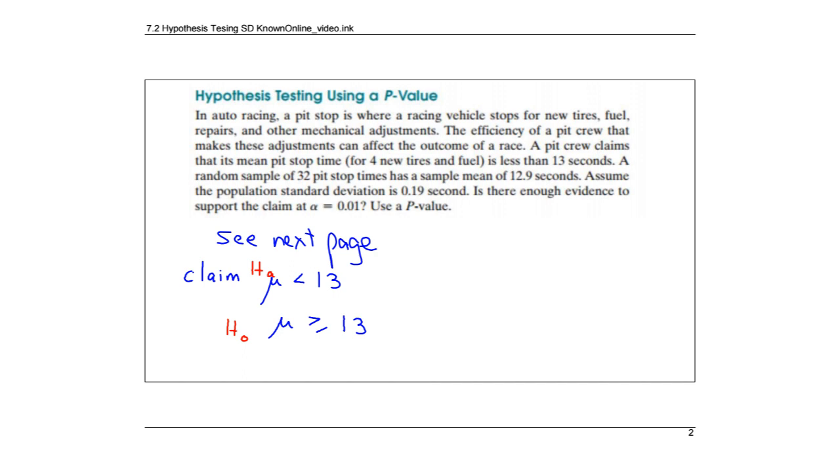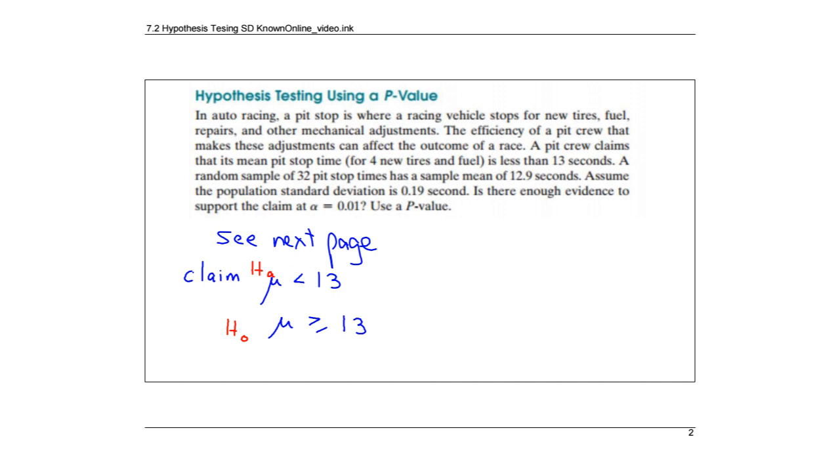It says in auto racing, a pit stop is where a racing vehicle stops for new tires, fuel, repairs, and other mechanical adjustments. The efficiency of a pit crew that makes these adjustments can affect the outcome of a race. A pit crew claims that its mean pit stop time is less than 13 seconds. A random sample of 32 pit stop times has a sample mean of 12.9 seconds. Assume the population standard deviation is 0.19 seconds. Is there any evidence to support the claim if our level of significance alpha is equal to 0.01?